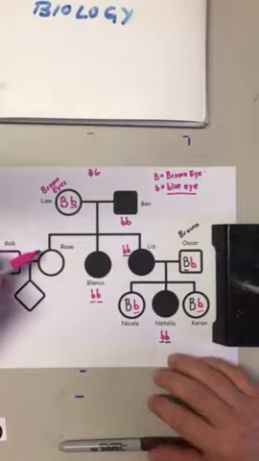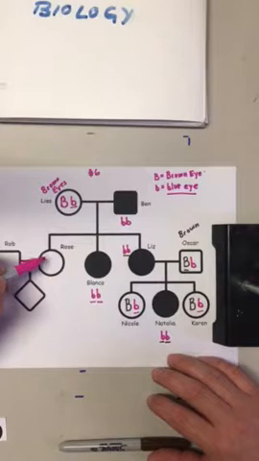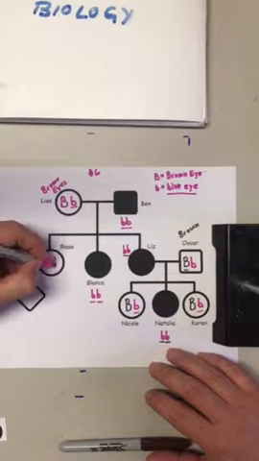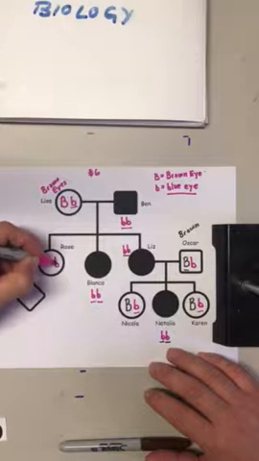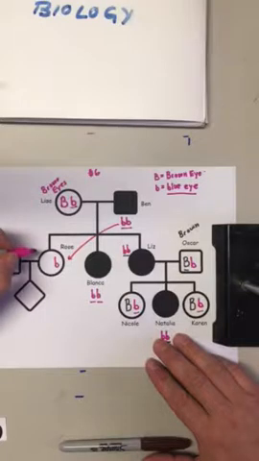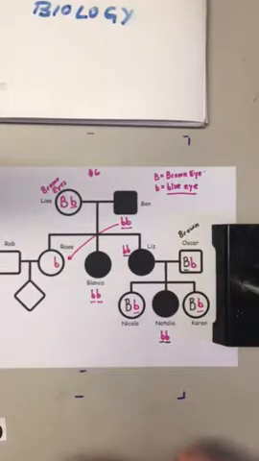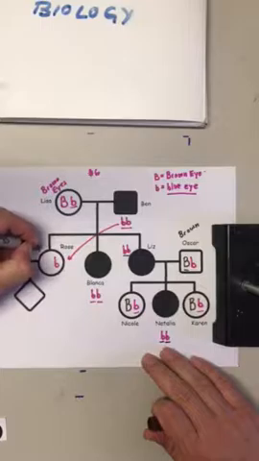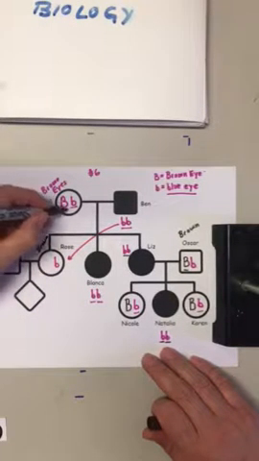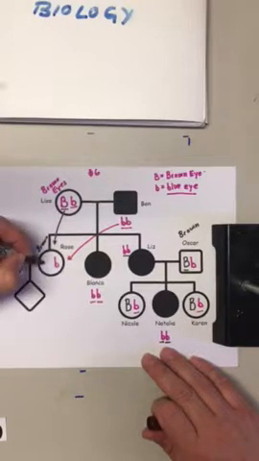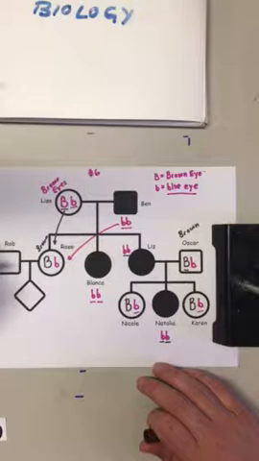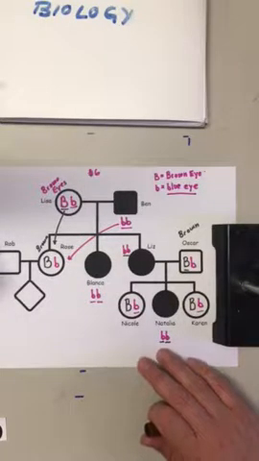Now, back to this one. Rose. We know Rose has to get a little b from dad. This little b just has to come from dad. One of the little b's has to be passed on. But we also know that Rose has brown eyes because it's not a black circle. So we know that the other gene has to be a big B, and that comes from Lisa.